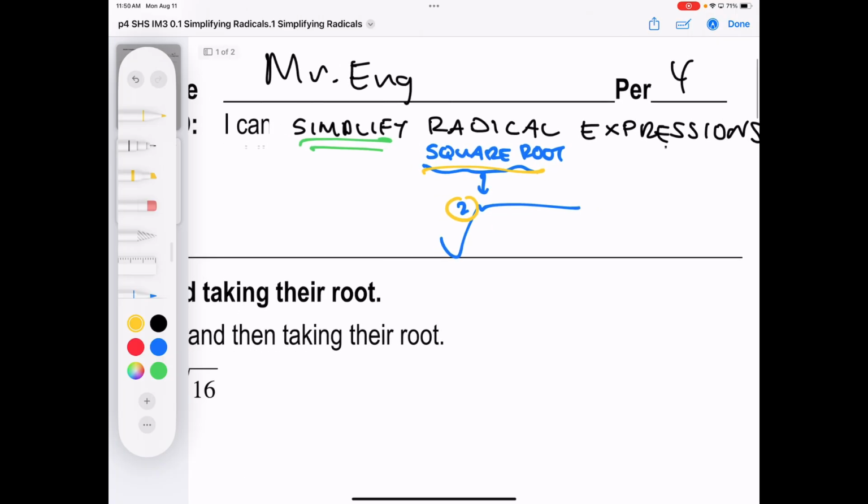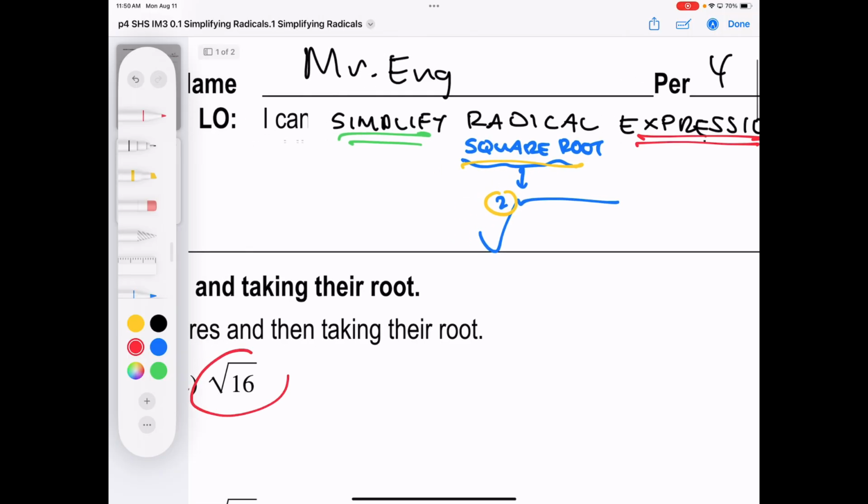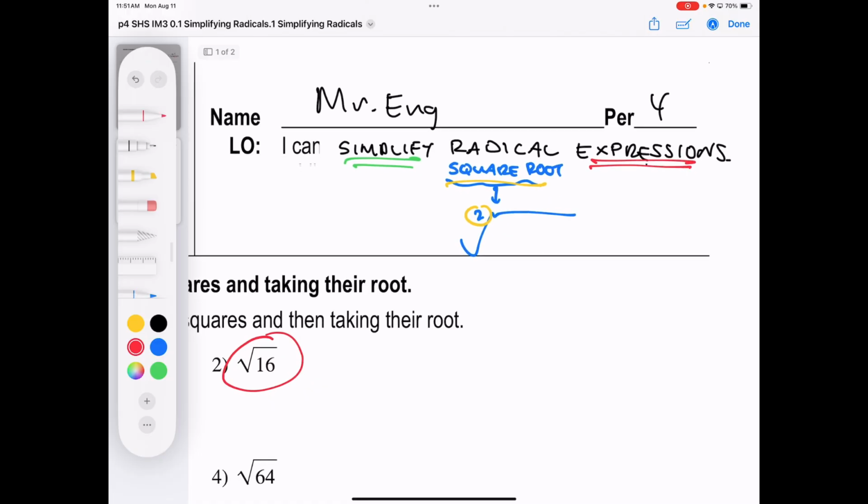And then the word expression just means that there are no equal signs. Expressions means that there are no equal signs. No equal. Okay? You don't have that over here.